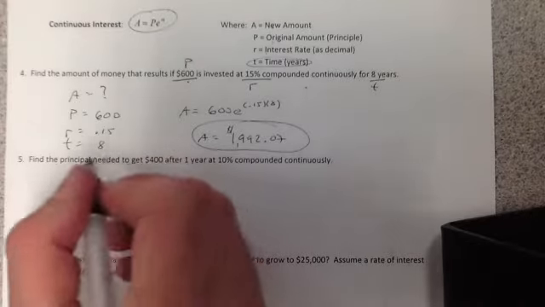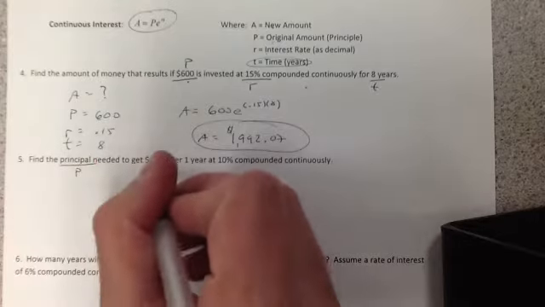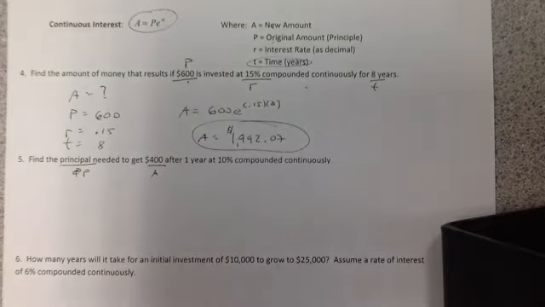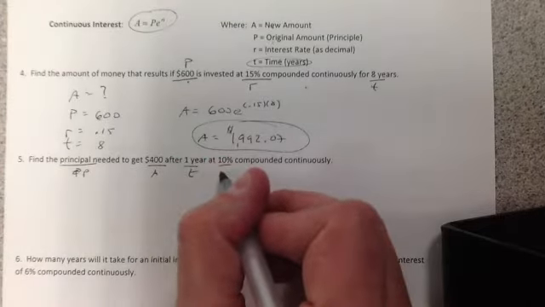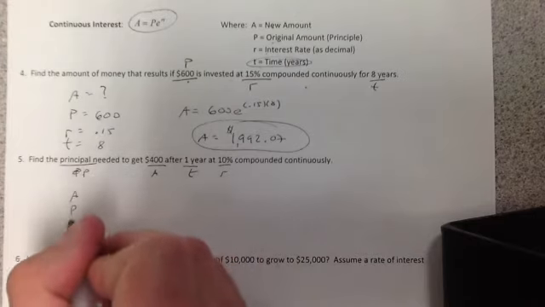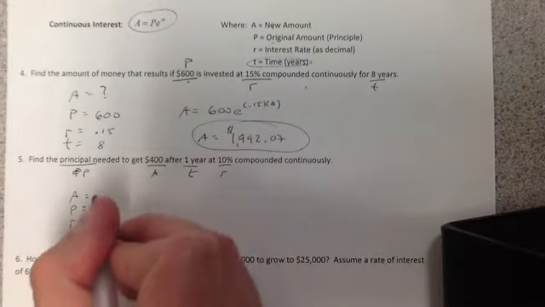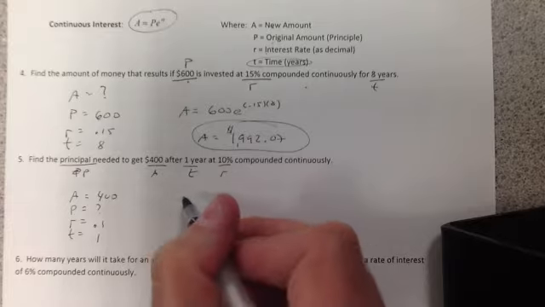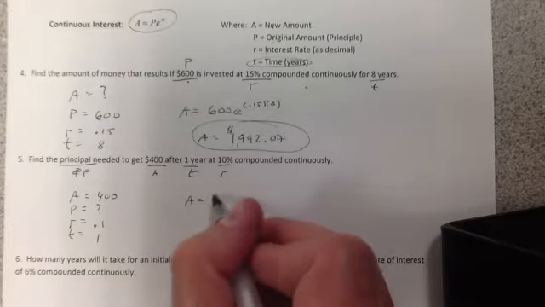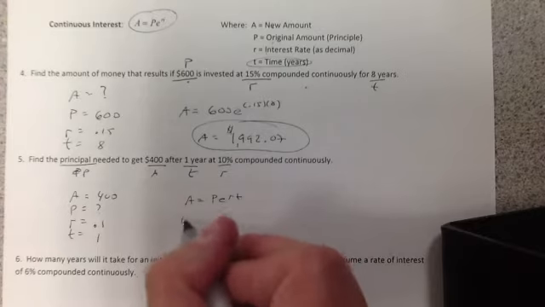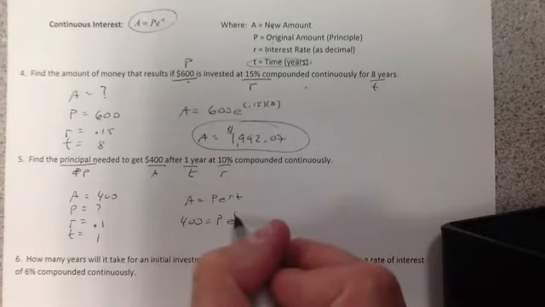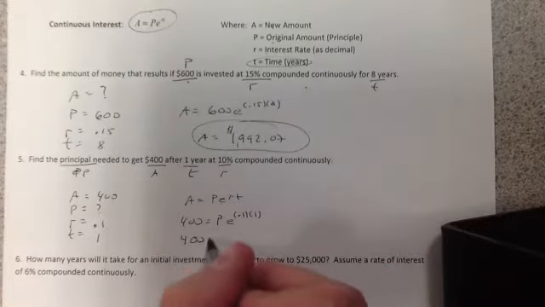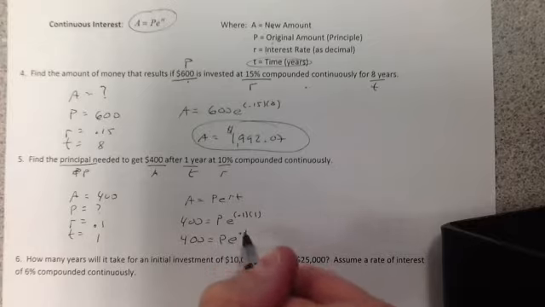Number 5, find the principal this time. So we're looking for P. They're giving us A here, 400, at 1 year at 10%. So A, P, R, T. We're looking for P. A is 400. R is 0.1, always as a decimal. T is 1. So we're going to write this out. A equals P e to the RT. Just plug it in. A is 400. P e to the 0.1 times 1. And I simplify this. 400 equals P times e to the 0.1.